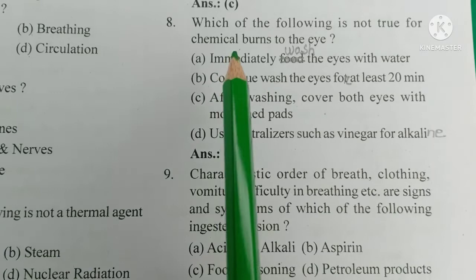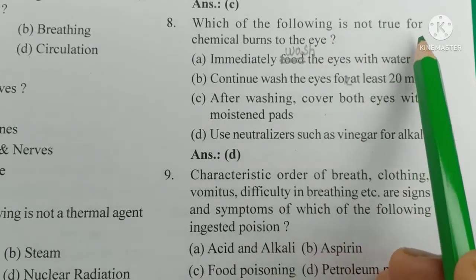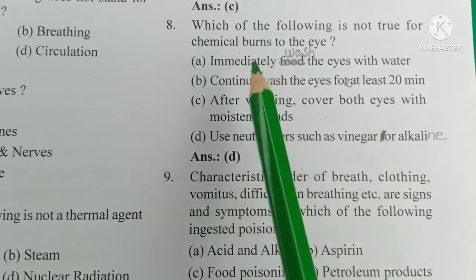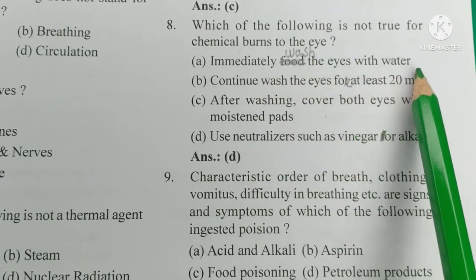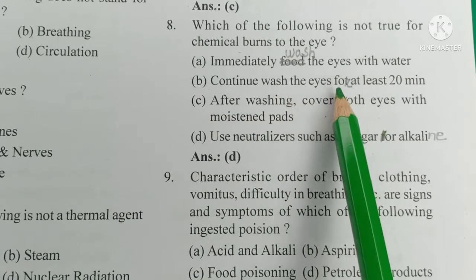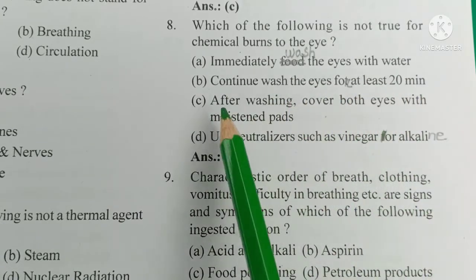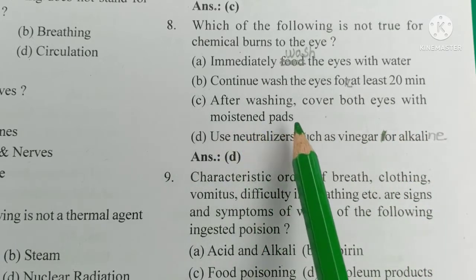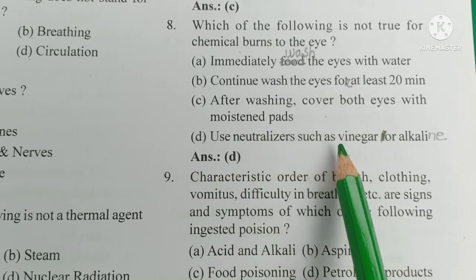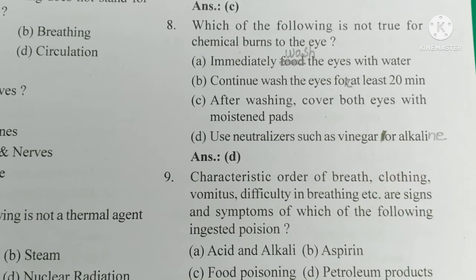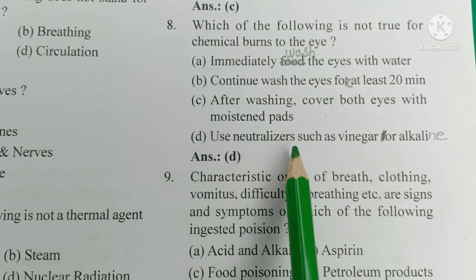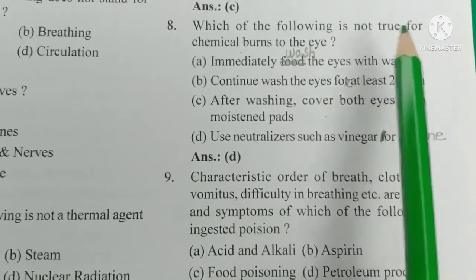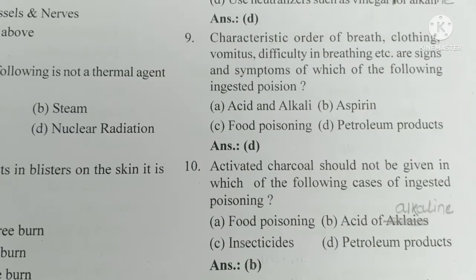Number 8. Which of the following is not true for chemical burns to the eye? The options are immediately wash the eyes with water, continue washing the eyes for at least 20 minutes, after washing, cover both eyes with moistened pads, use neutralizers such as vinegar or alkaline. The answer is D. Use neutralizers such as vinegar or alkaline is not true for chemical burns to eye.